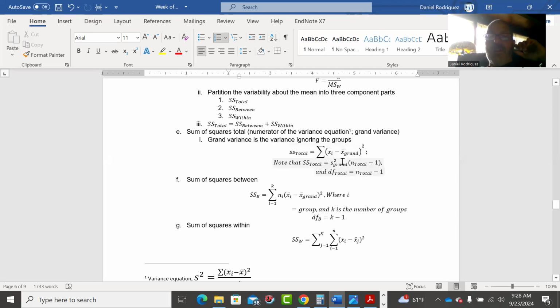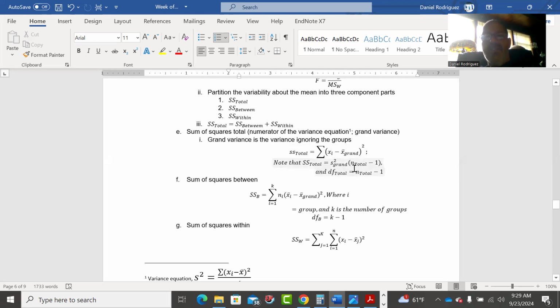But here's the interesting part. If I know the total variance, the grand variance, I can easily calculate this sum of squares total, because we know it's the numerator of my equation. All I have to do is rearrange the variance equation, right?